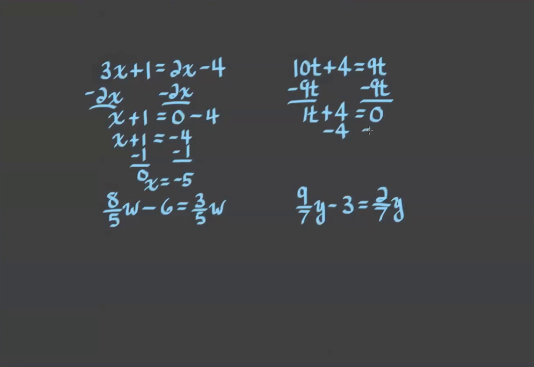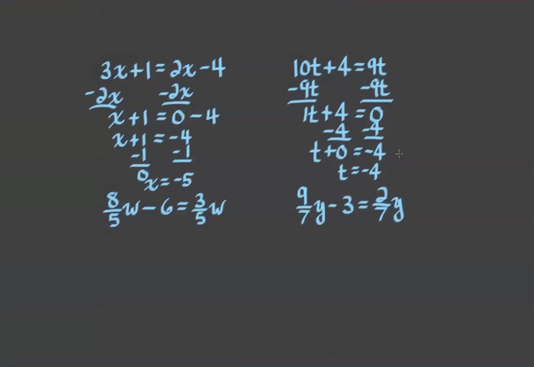Let's move over our 4 by subtracting 4 on both sides. Negative 4 and positive 4 gives us 0. And if you take away 4 from 0, it's negative 4. And there's our solution. T is negative 4.